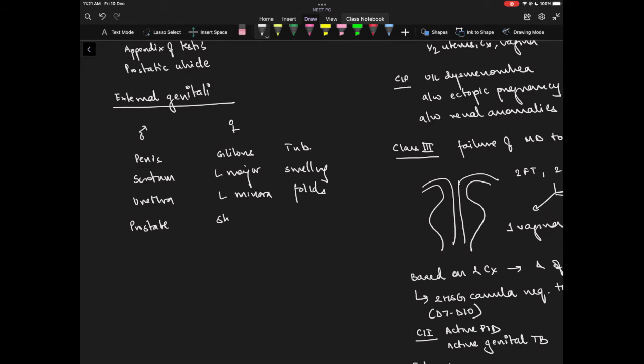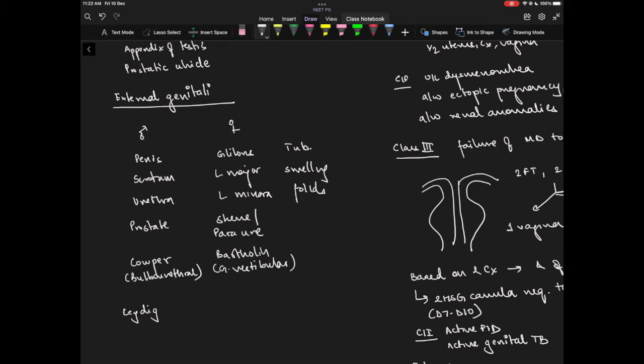Then the homologue of the prostate in females is the gland of Skene or the paraurethral glands, while Cowper's glands or the bulbourethral gland correspond to Bartholin's gland in females, also known as the greater vestibular glands. This is very important. Remember, Cowper's is homologous to Bartholin's and prostate is homologous to the paraurethral gland or the gland of Skene. Alright, now moving ahead.